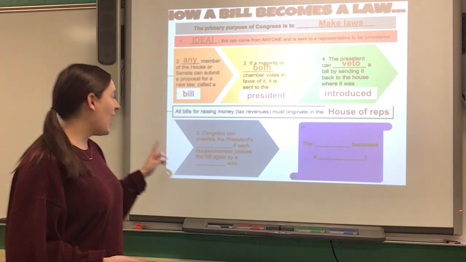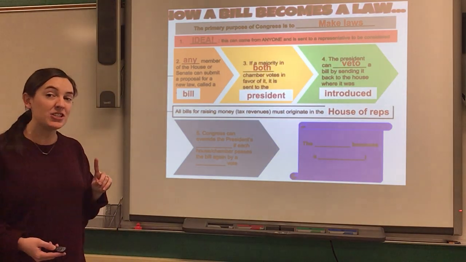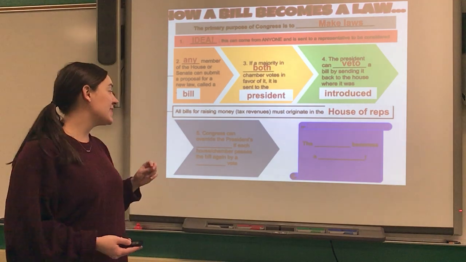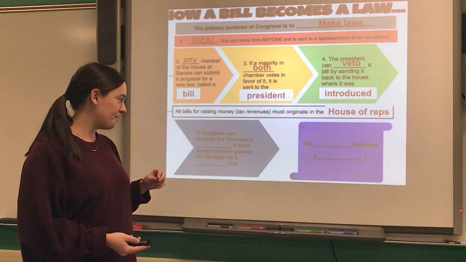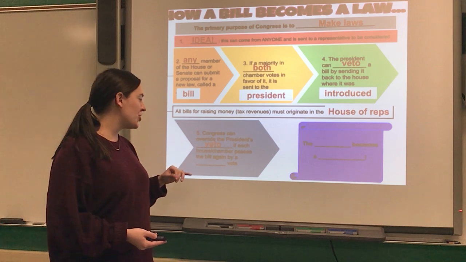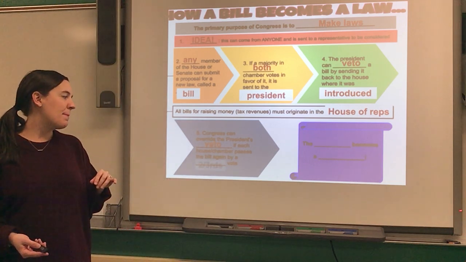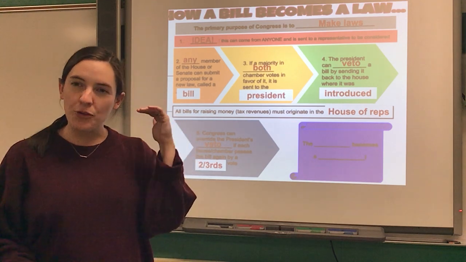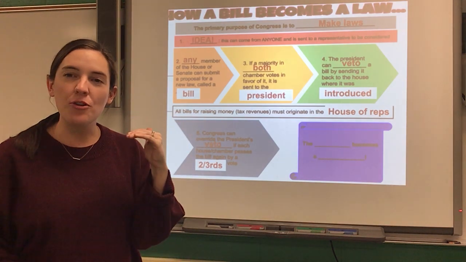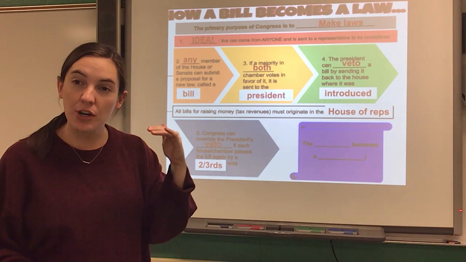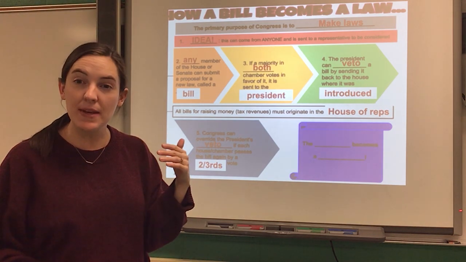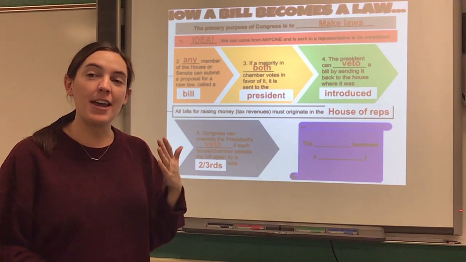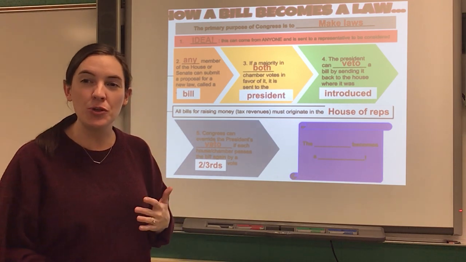Now, Congress can override the president's veto. So let's say the president said no to that stop sign bill. Congress can override the veto if each House or chamber passes the bill again by a 2/3 vote. So it raises the bar, the threshold for passage. In other words, it starts as a simple majority, and then if the president vetoes the bill, they need a supermajority, which is 2/3.